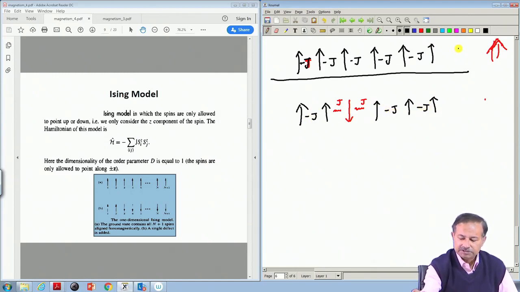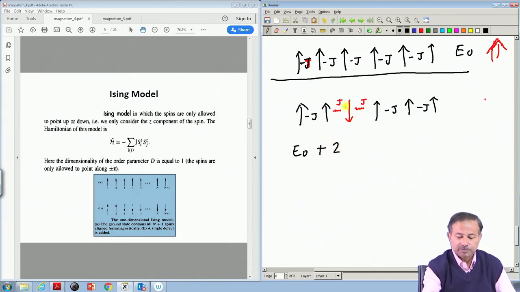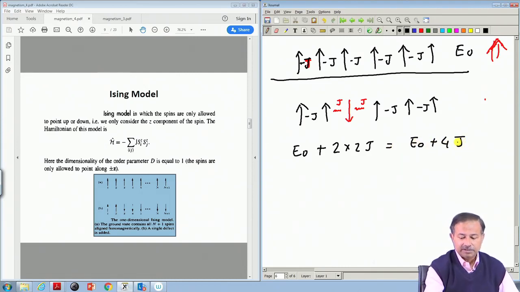So, if this state has energy E0, this is an infinite state, the number of spins is infinity. This state will actually have two bonds being dissatisfied. This was minus J and became plus J, so from minus J you brought it to plus J. Each of these broken bonds, called broken bonds or unsatisfied bonds, will cost you 2J amount of energy, and 2 of them are broken. So, 2 into 2J, you will get E0 plus 4J.